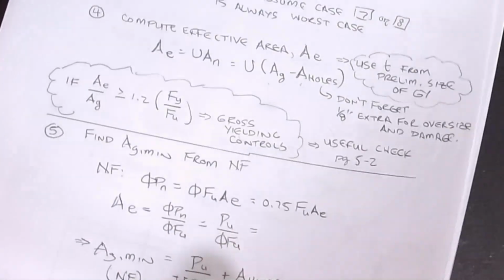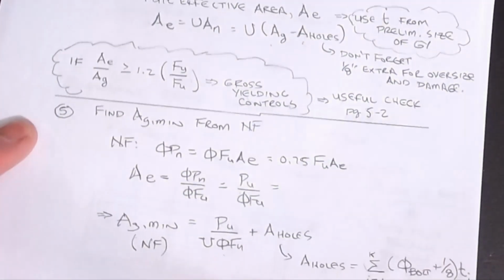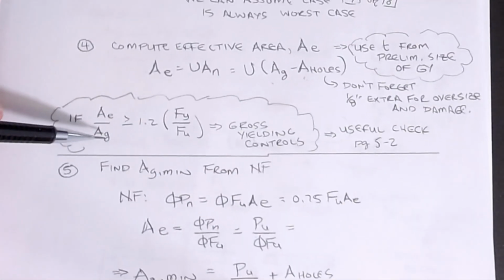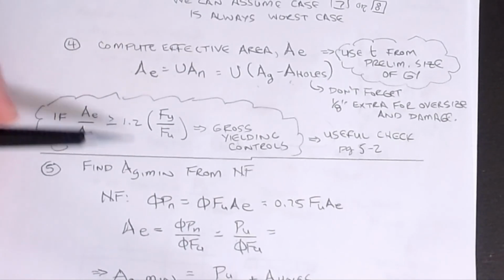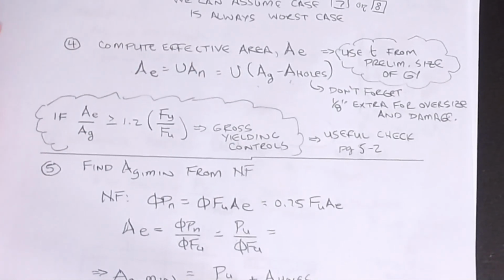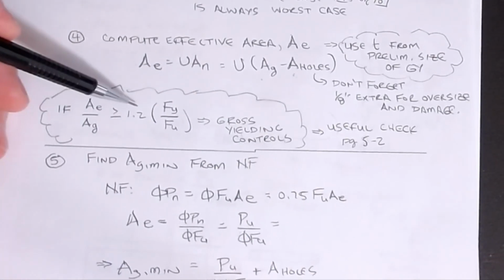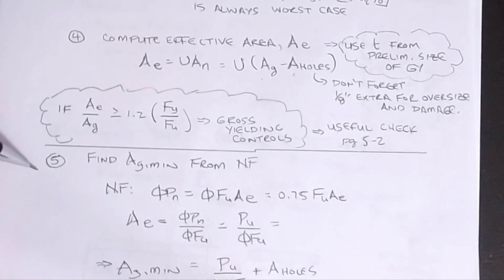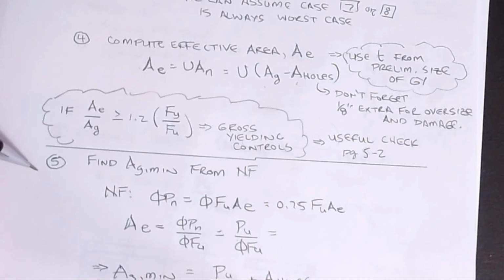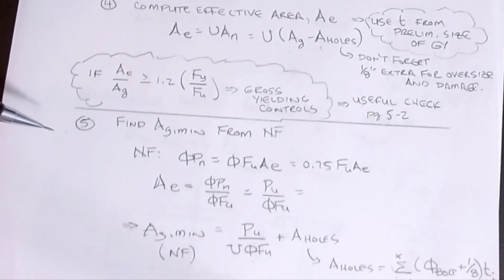So now, if you find out that gross yielding is the controlling factor in this, well then you're done. You've got your size and you're good to go. If you find out that it's not, then I need to come down and make a guess on what I need for an AG minimum from net fracture.